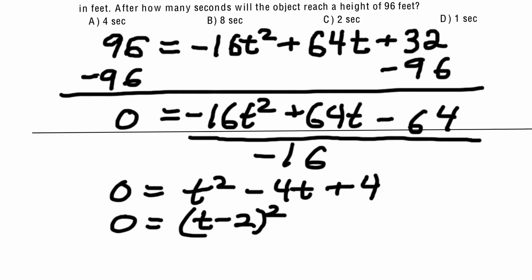Then we equate t minus 2 to 0, and that becomes t equals 2. Since it's t minus 2 squared, both factors are t minus 2 equals 0, so we just need to do one. So it's 2 seconds, which is C.